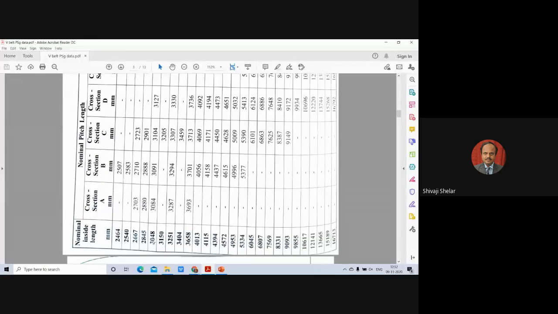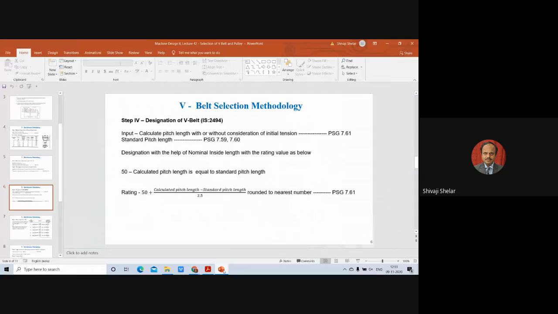Now there is a concept called the rating of the belt. The rating starts with 50. Either the rating will be greater than 50 or lesser than 50. Let's see how the belt is designated. You select the standard pitch length, and from that, the designation comes with the help of the nominal inside length, which was 3048. So the designation becomes 3048.